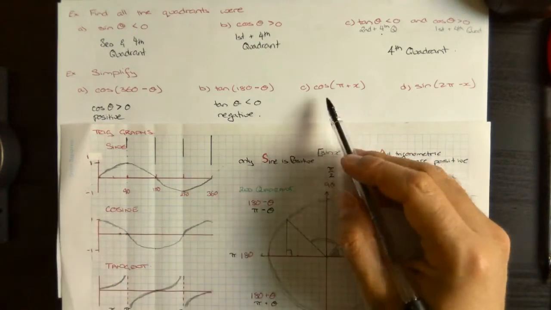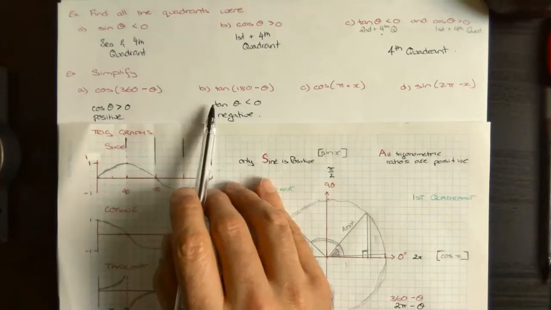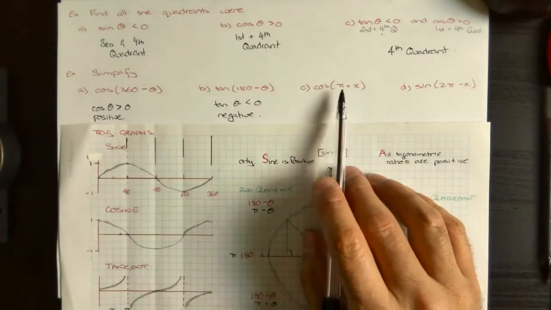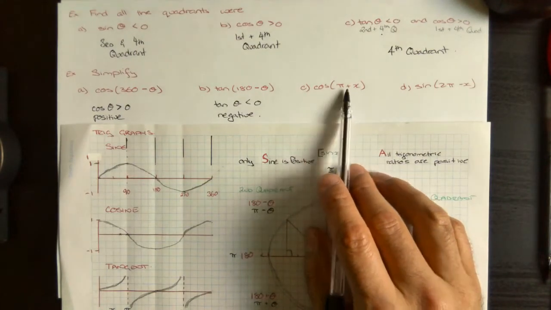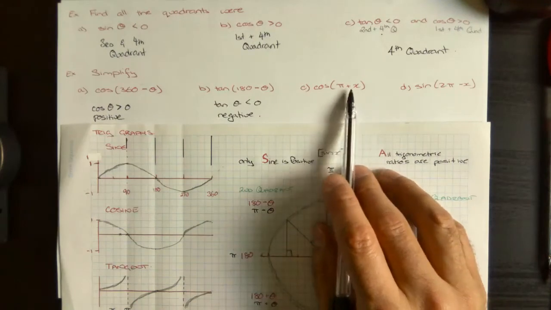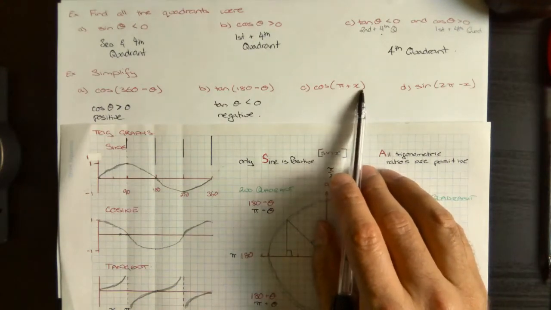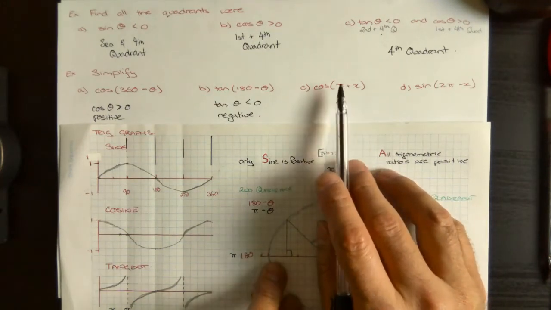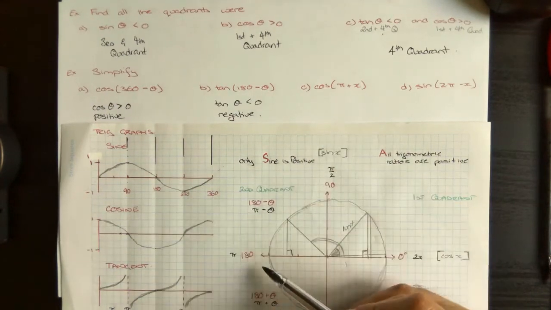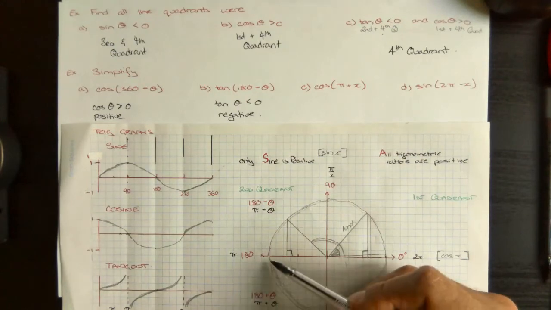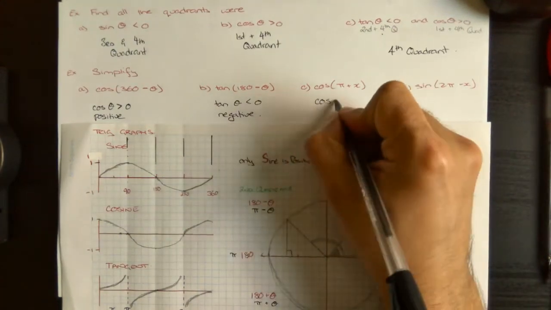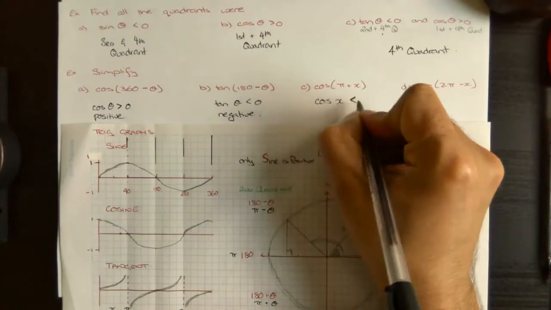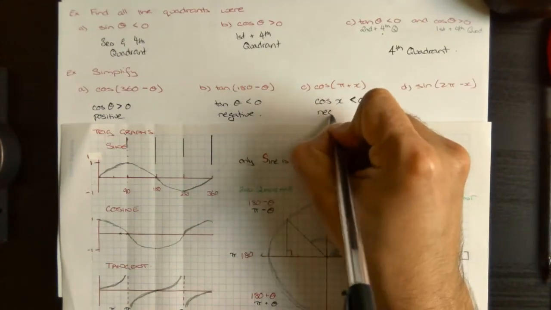So we're jumping from degrees into radians. So pi means 180. Where is cos going to be 180 plus theta, or 180 plus x, or pi plus x? Well, that happens in this quadrant here. And the only thing that's positive in this quadrant is tangent. So cos x is going to be less than 0. It's going to be negative.